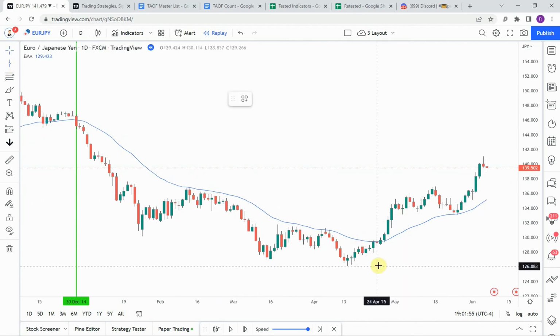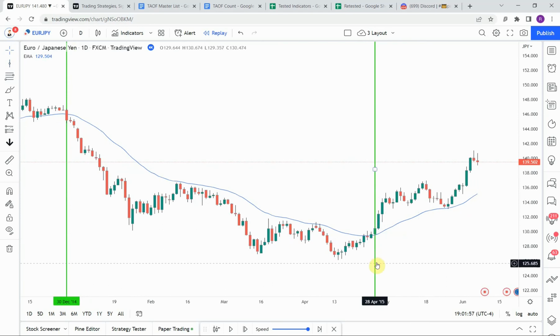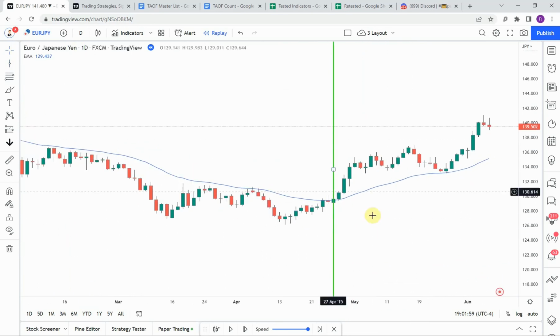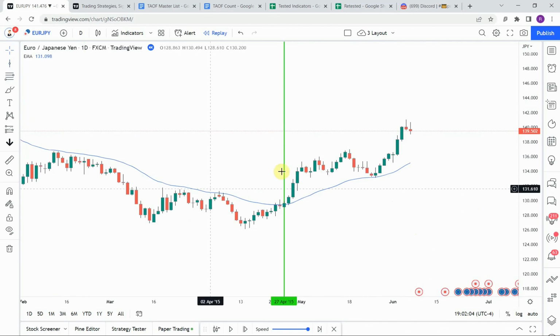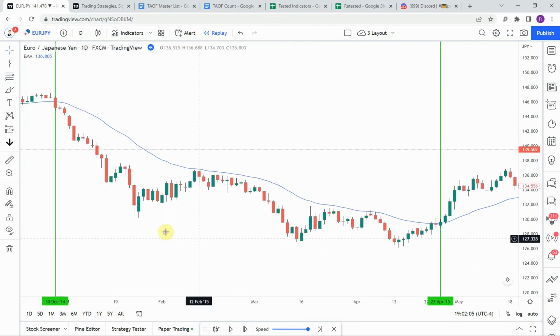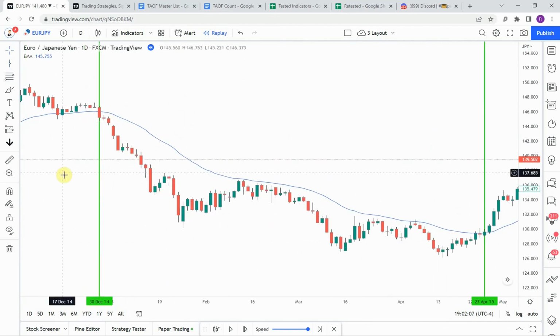But you can see here we also got a cross to the upside right here on this one. And again, we got a really nice push to the upside, which would have gotten us to our take profit. And so those are two examples of trade signals that we would have taken.